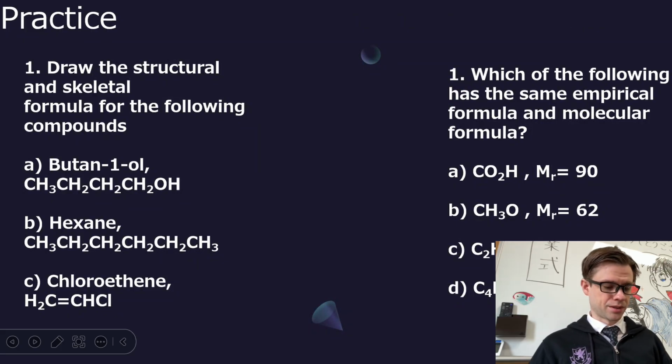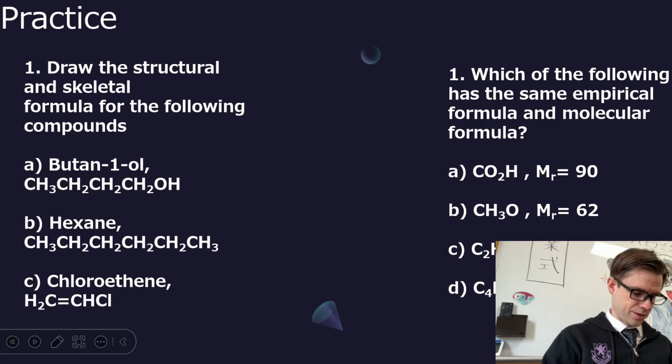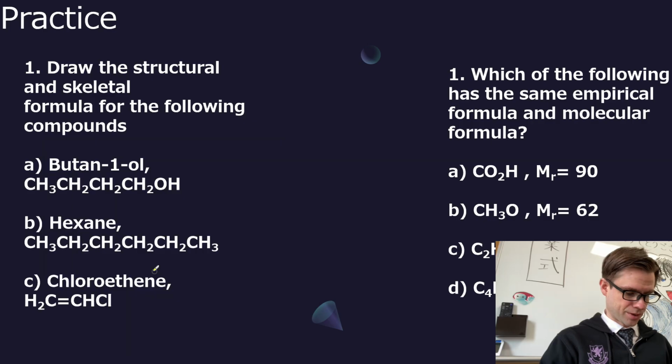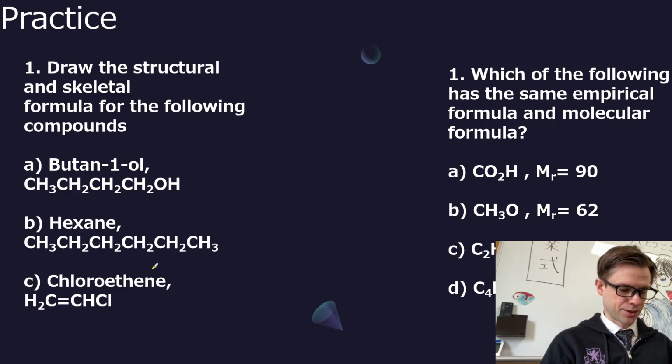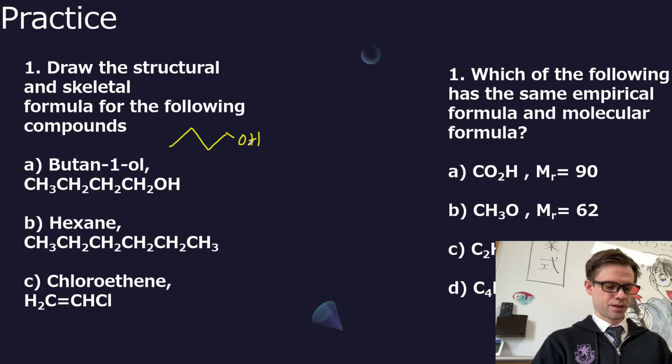1, draw the structural and skeletal formula for the following compounds. So that you should assume means the full structural formula. So butan-1-ol, CH3CH2CH2CH2OH. I'll draw the skeletal first, just so I know what I'm working with. 1, 2, 3, 4. And you draw another line here with an OH group. So this represents 4 carbons, there's 4 corners, and then an OH group attached.